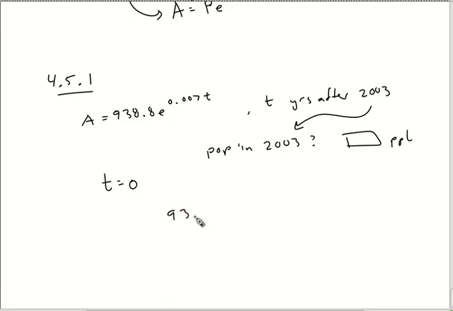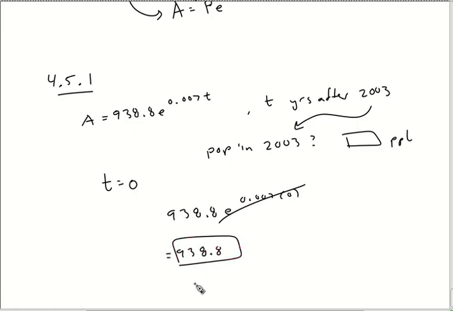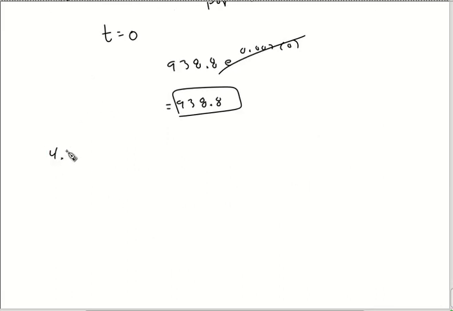You don't have to even plug this in, but I'm going to show you what happens once, and then you'll never have to see this again. That's not a T anymore, that's a 0. Anything to the 0 power goes away as a 1. So 1 times 938.8, and that's your answer right there. That's it. Very simple.